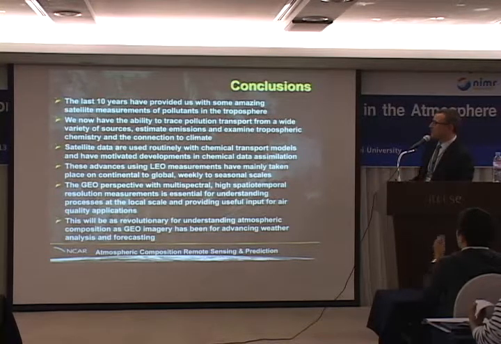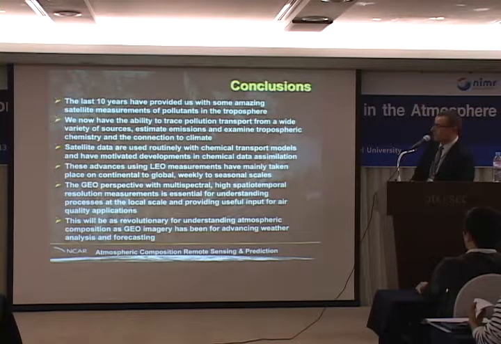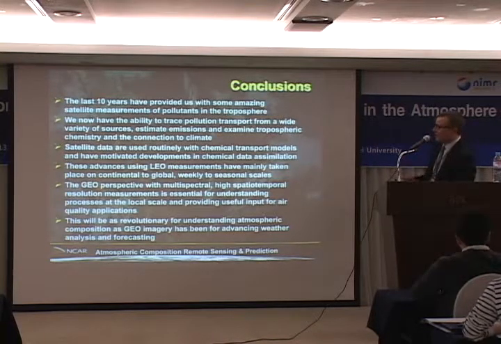So just to the conclusions. The last 10 years have really been exciting, and have provided some amazing pictures of pollutants in the troposphere from space. And we're now in a position to be able to look at this pollution from a wide variety of sources and emissions, and also examine tropospheric chemistry and the connection to climate. And especially when we mix this with chemical transport models and chemical data assimilation, we're able to tell a lot about a lot of different chemicals in the atmosphere that we can't measure from space.